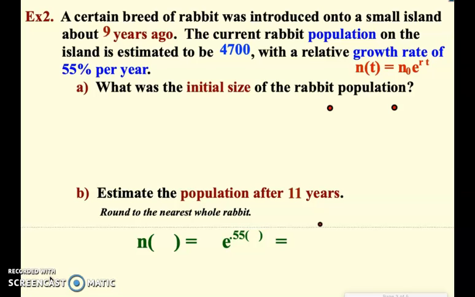So we know 9 years ago, and we have the 4,700, which is the current population. So if you plug in to your growth model, 4,700 is the current population, and n sub 0 is what it was 9 years ago, and we're not sure what that is. So plugging in the rate of 55%, and the time was 9 years ago.